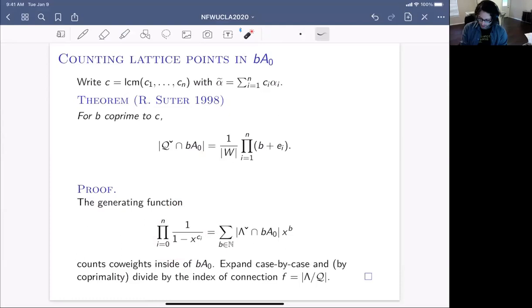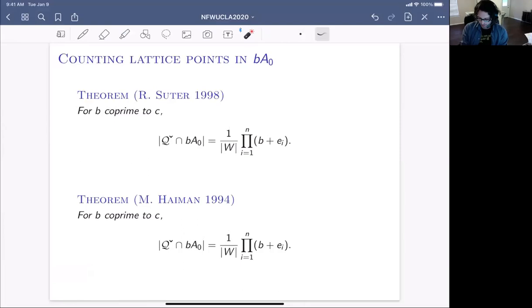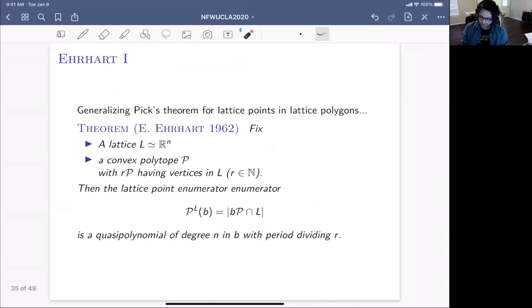In fact, this theorem was proven well before Rudy Suter. It was proven by Mark Haiman in '94. He proved the same theorem, but he did it completely differently though. And let me just show you the steps of the proof. I won't actually tell you what they are.